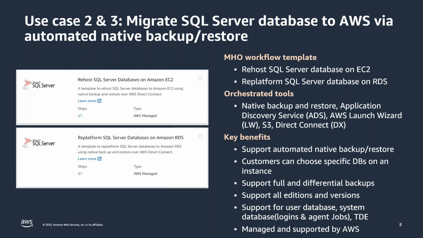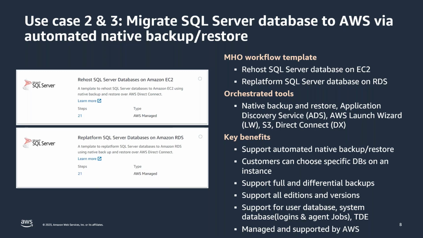We build two templates. One is rehost SQL Server to EC2. The other is to replatform SQL Server to RDS. Those two templates will allow you to migrate your SQL Server databases from on-prem to AWS. It supports native backup and restore, and it also allows you to specify which database you want to migrate. It supports full and differential backup, so that you can start with the full backup and also use the differential to save the cutover time.